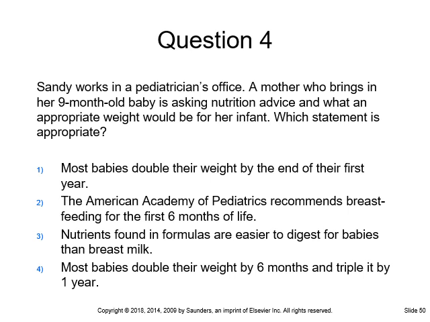The answer here is 4. Most babies double their weight by 6 months and triple it by 1 year. The American Academy of Pediatrics recommends breastfeeding for 1 year, not 6 months. And nutrients found in breast milk are easier to digest than formula.